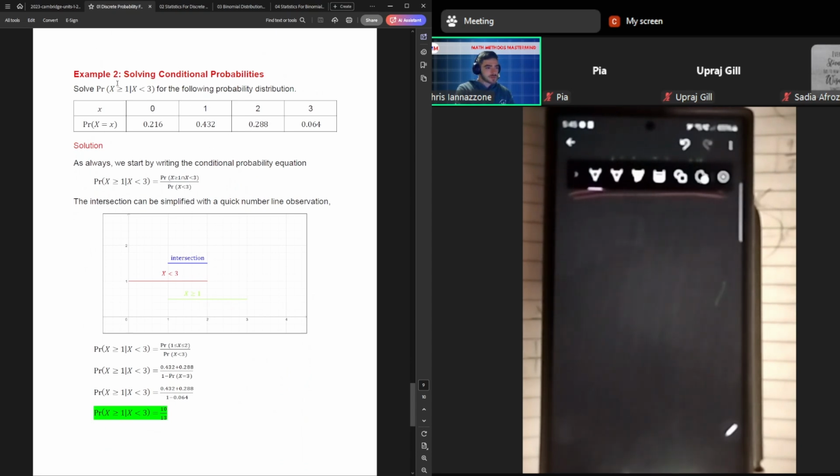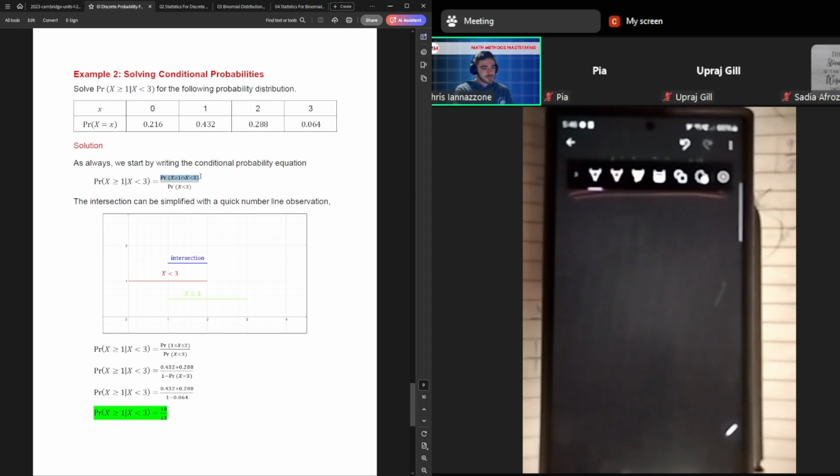But okay, if not, next up, solving conditional probabilities. I don't know how many weeks ago it's been now, but we've looked at conditional probabilities before. You're always going to start with the conditional probability equation, right? Which means you want to find the intersection of the two things. So you want to find the intersection of x being greater than or equal to 1, but also less than 3. And you want to divide that by the conditional, which is just whatever's on the right-hand side there.